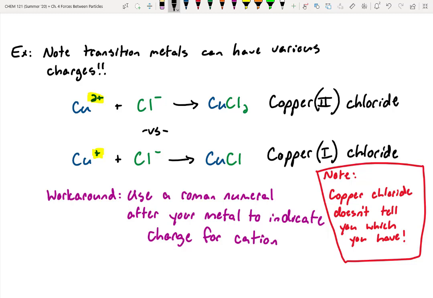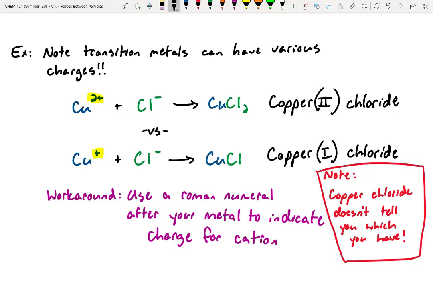There's also another system where you use -ic and -us. That's really old school, and I don't expect you to know that. It only really works in situations where there are only 2 possible states for a cation, meaning it could be positive 1 or positive 2, or positive 2 or positive 3, but I really hate using it. The Roman numeral system is a lot better in my opinion, so that's what we're going to be using in this course.